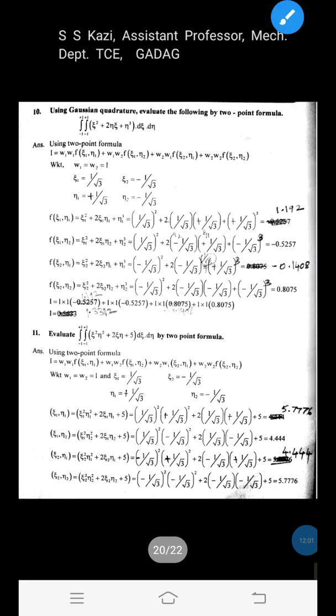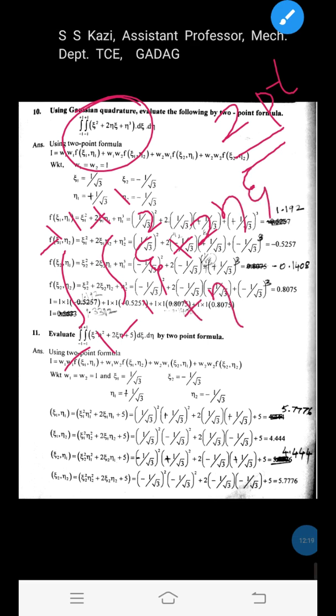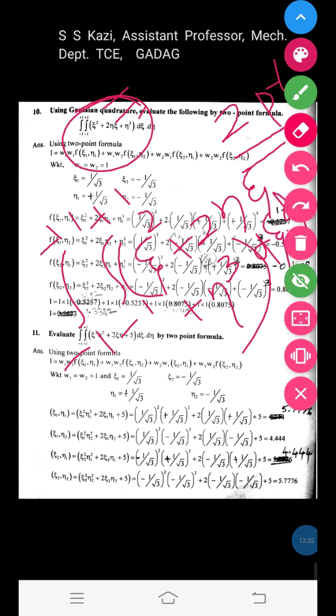One more problem we will discuss now: how to evaluate this given integral, also using the 2-point formula. What is the integral given? Integration from minus 1 to plus 1 of zeta square plus 2 neta zeta plus neta cube, with respect to zeta and neta. How to evaluate this given integral?